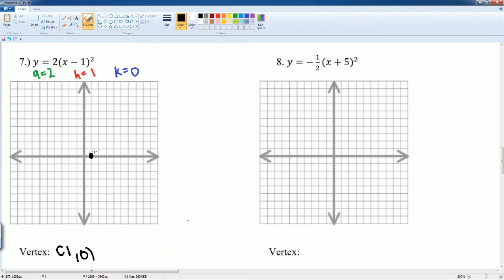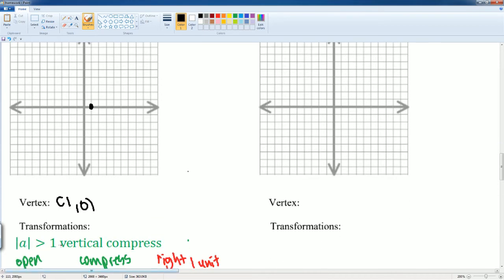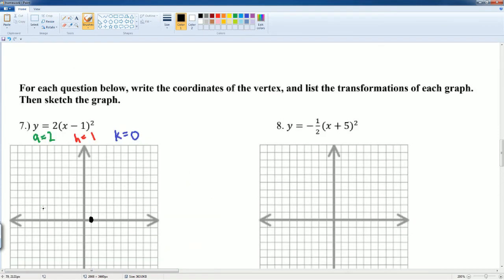Okay, now take a look. Do you see how it's a vertical compression of this 2? So 2 is being multiplied into all those values. So if you plug in a 1 here, it does that. Then let's plug in a 2. So if I plug in a 2, look, 2 minus 1 squared. 2 minus 1 is 1 squared. 2 times 1 is 2. So that is 2.